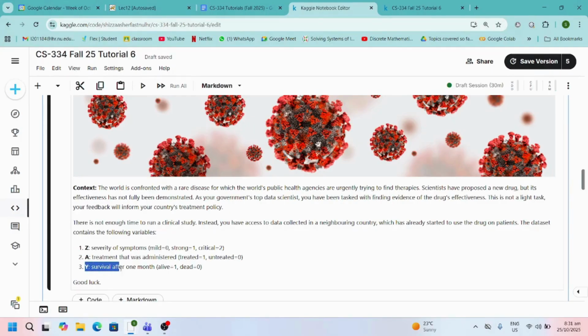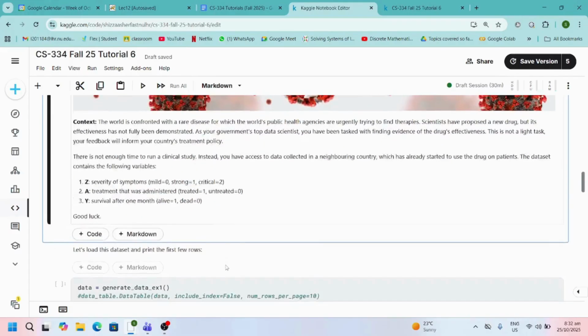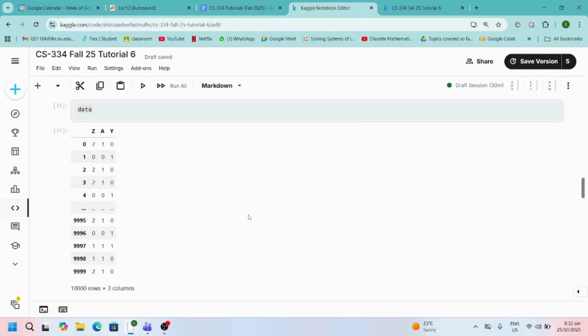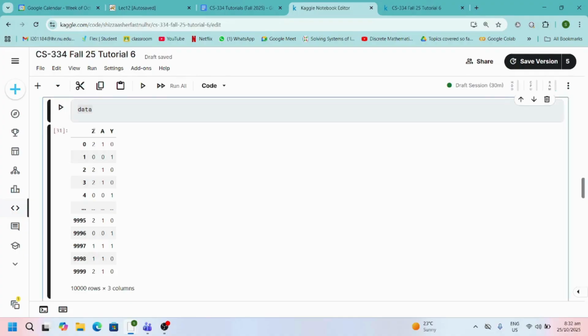And then I have Y. Y is the survival after 1 month. And Y की सिर्फ दो values हो सकती हैं. Either the person is dead after a month or the person is still alive. Okay, with that, let's get started. I will show you what your data looks like as well. So I have 10,000 rows and 3 columns, Z, A, and Y. Once again, Z is the severity of symptoms, 0, 1, and 2 where 2 is critical. Then A is whether the treatment was administered or not, and Y just tells you whether the person was alive after 1 month or not.